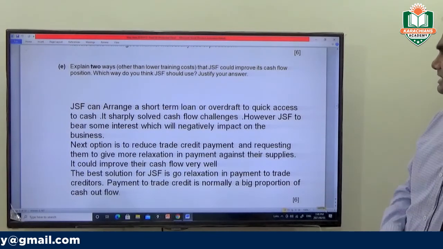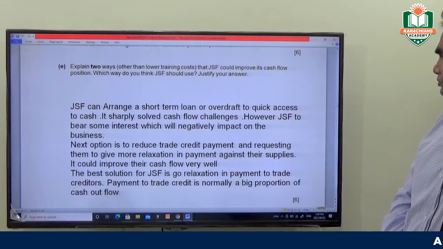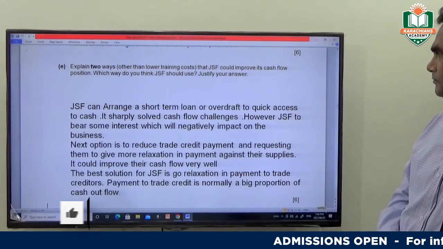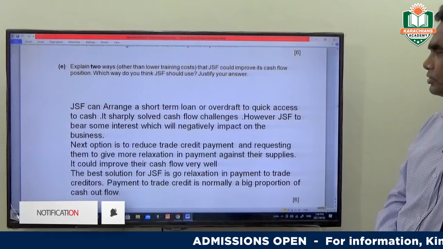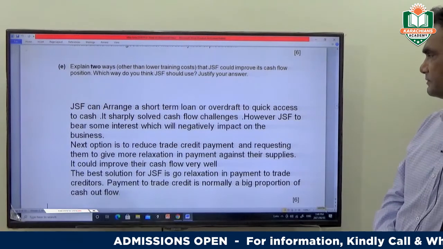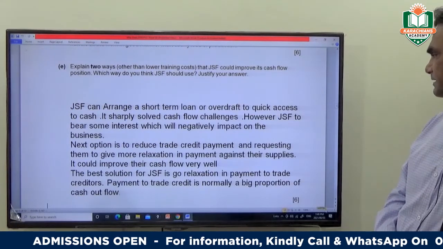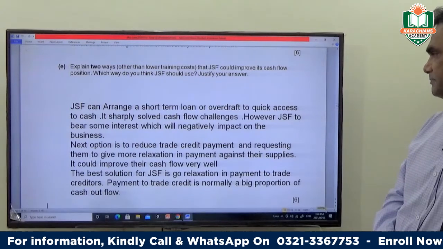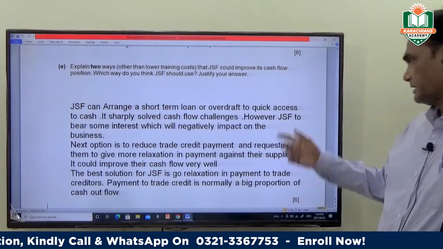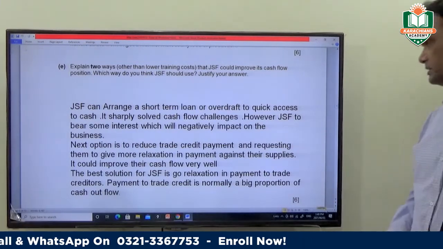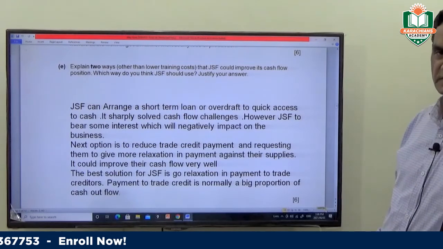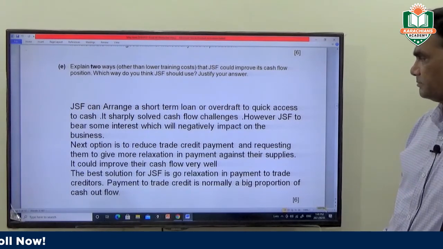Answer: JSF can arrange a short-term loan or overdraft for quick access to cash. Yes, if JSF arranges a short-term loan or overdraft, it sharply solves cash flow challenges. However, JSF has to bear some interest, which will negatively impact the business.